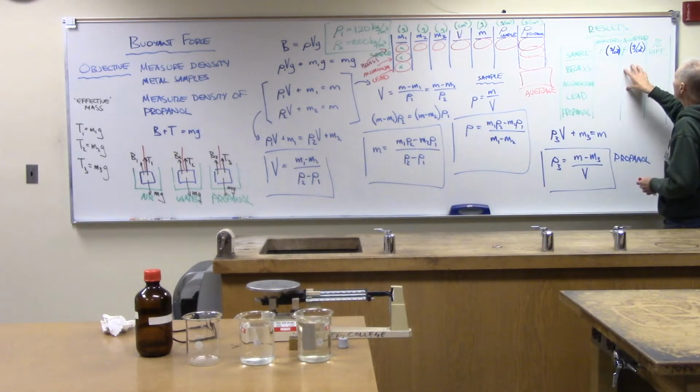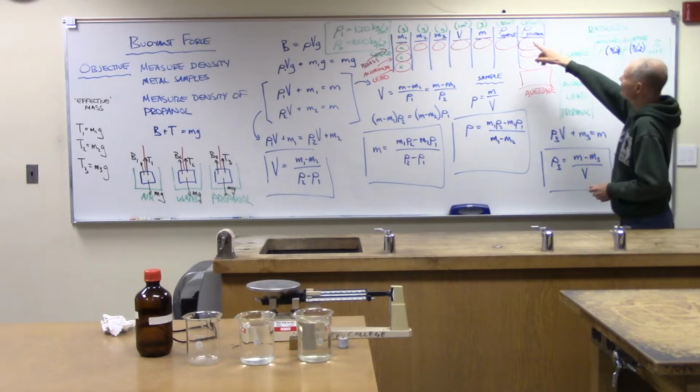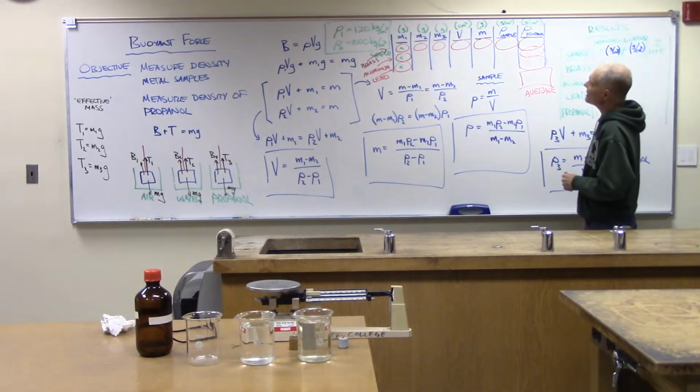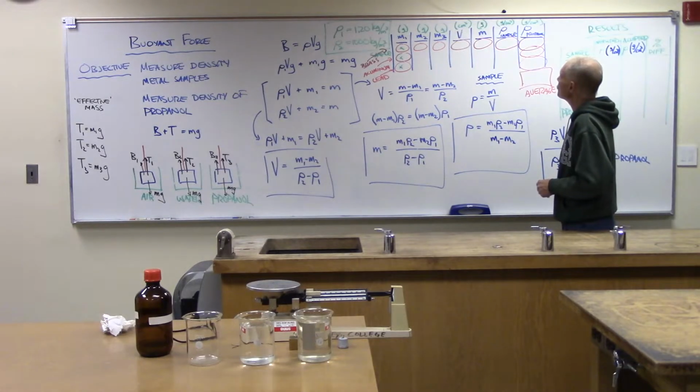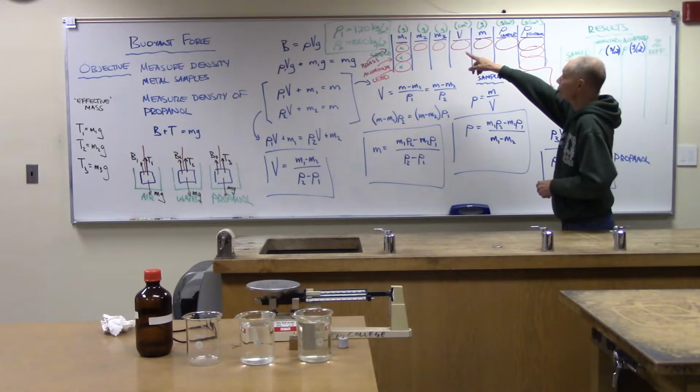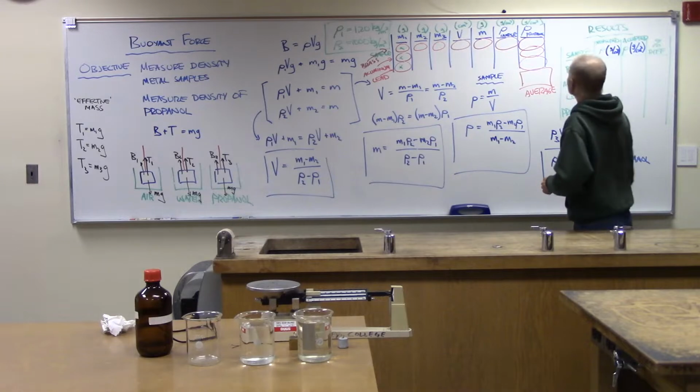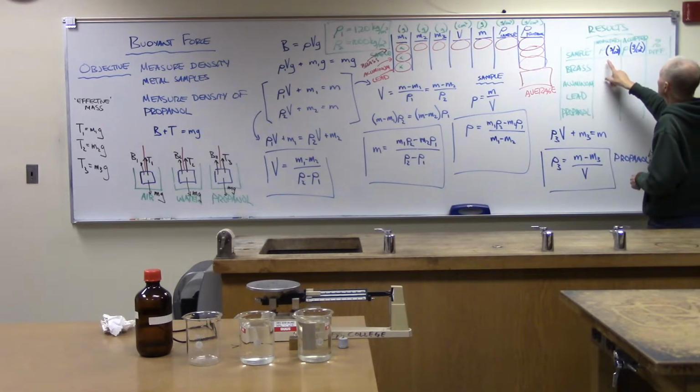So moving on to our results table. Now again, I didn't put units in. I know you guys should be able to put the units in yourselves, but at first I didn't put units in, and then I went back and I put some units in. So here's the results table: measured densities, accepted densities.